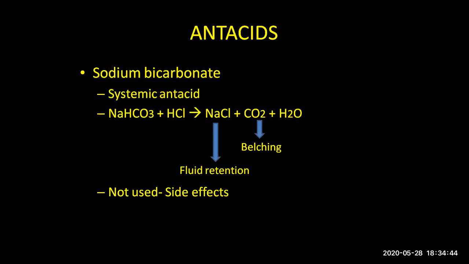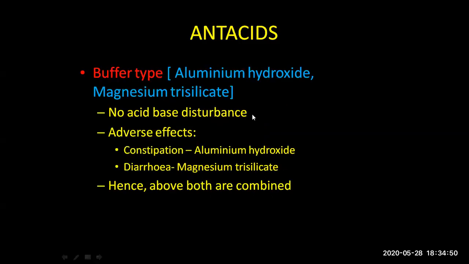Therefore, it is not used nowadays because of these side effects. So which group of antacids are used commonly? They are nothing but the non-systemic antacids like aluminum hydroxide, magnesium trisilicate. Since they are known as buffer type, they have no acid base disturbance. So the adverse effects are minimal, such as GIT adverse effects. Either constipation or diarrhea can be produced.